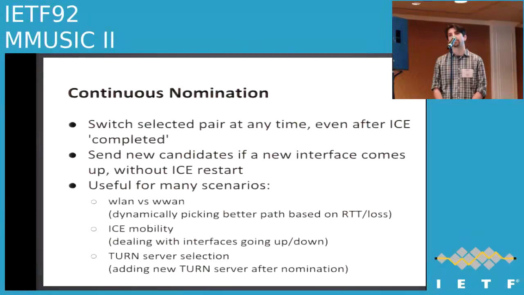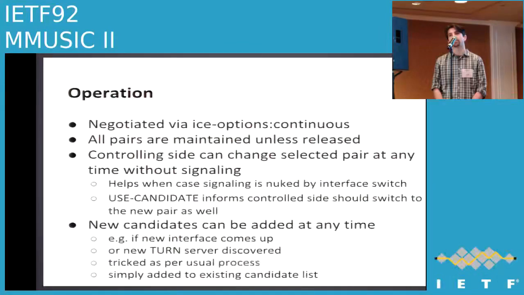Now the controlling side has, as its name implies, really the oversight over how this process works. All the pairs will be maintained by default, and then the controlling side will have the ability to decide which of these pairs it wants to keep and which ones it wants to release. And then the actual switch will be done by sending; the media will change over based on the controlling side's choice. It can also send the use candidate flag at any time to say, now this is the path that I actually want to keep using.